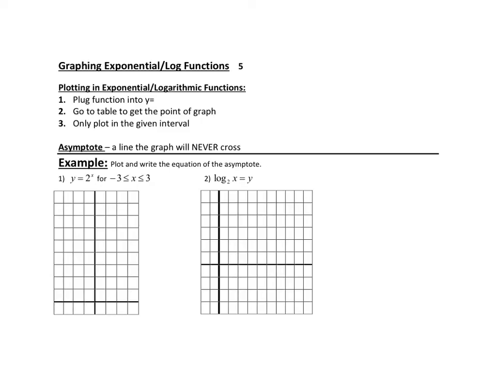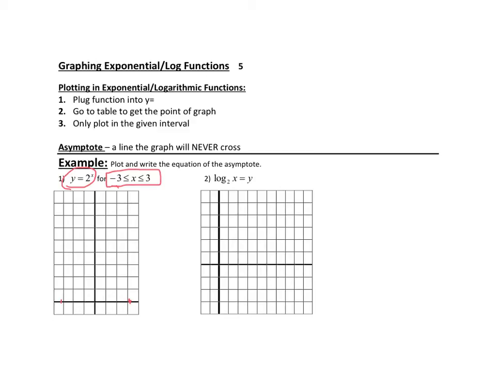For graphing exponential and log functions, the easiest way to do it is just plug in your y equals. So if I plug this equation into my y equals, I just want to type in 2 caret x to get 2 to the x. This interval, -3 less than or equal to x, which is less than or equal to 3, means I'm just graphing from -3 on my x-axis to +3 on my x-axis. So nothing beyond those two values I'm going to plot.